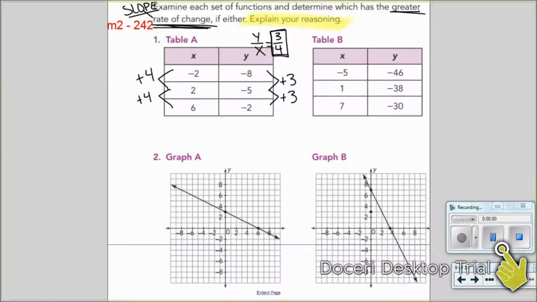All right, so let's look at table B. Same thing. We're trying to find the difference. We're trying to find the difference from -5 up to 1. Well, I know to go from -5 up to 1, I have to add 6. Same thing here. From 1 up to 7, I add 6 more. Let's look at our y's. This is kind of tricky because these negatives are pretty big. But again, just think if I'm at -46, I'm going back towards 0 to get to -38. So that's adding. And then I just find the difference. Well, the difference from 46 and 38 is 8. So it's +8. Same thing down below. -38 going back towards 0 to get to -30 is +8.